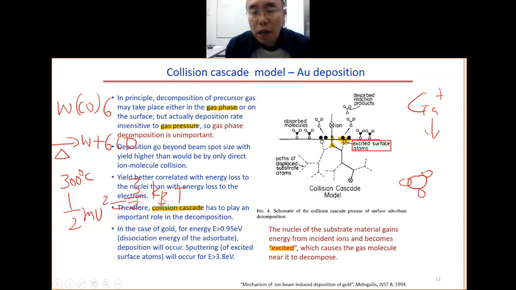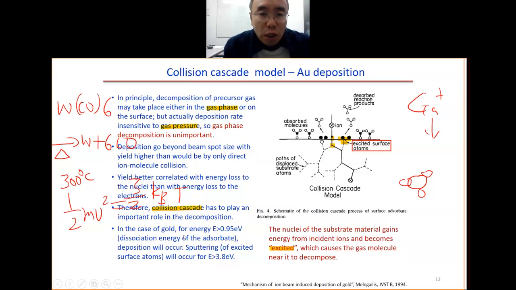When the ion bombards this surface, this region becomes excited, with higher kinetic energy. So effectively, the ion produces local heating. This local heating is also called collision cascade. It has a similar effect to chemical vapor deposition, and we get this deposition. The name is complicated; you can just say local heating.